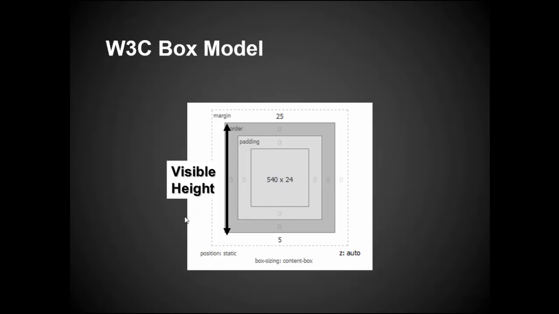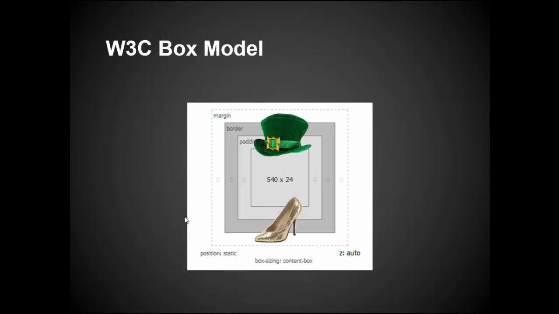And the same thing happens with the width, in which we define the width, and then the padding left and padding right are added, plus the border left and the border right. So this is exactly the same thing as a person. A person can be 8 feet tall, then if they are wearing some shoes and a hat, that person will look taller. This is called the W3C box model.